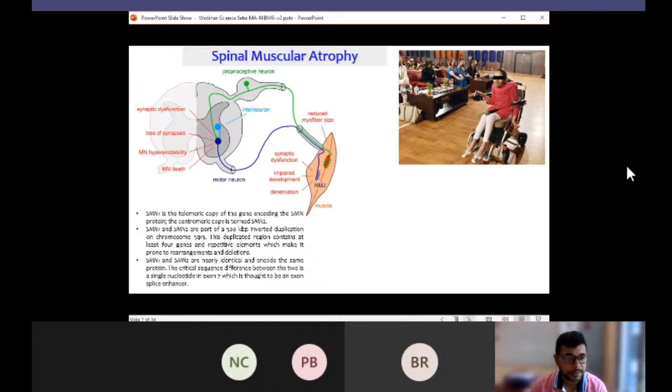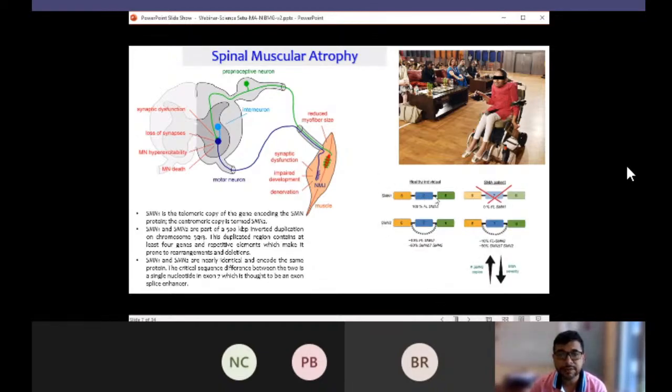So what happens? This SMN1 and SMN2 are nearly identical and encode the same protein. The critical sequence difference between the two is a single nucleotide in exon 7, which is thought to be an exon splice enhancer. So what happens in a healthy individual? This SMN1 is fully functional, 100% full-length SMN. And you can see that even if SMN2 is not functional, you will not have a problem.